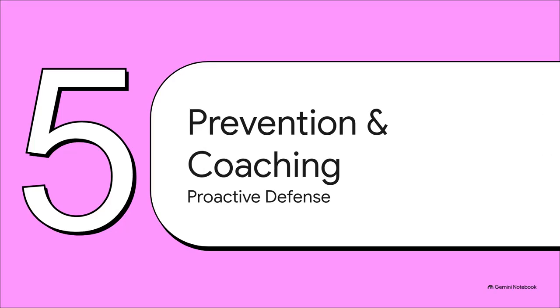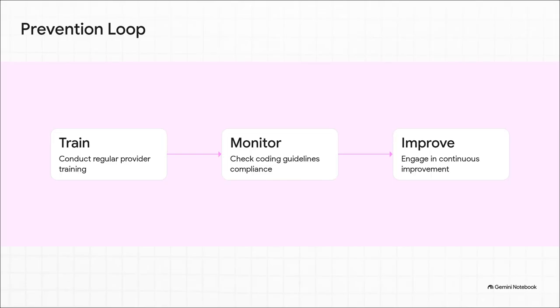Finally, we arrive at Section 5, Prevention and Provider Coaching. Let's talk about building a proactive defense. We need to sequence a continuous prevention feedback loop to protect ourselves moving forward. First things first, conduct regular, targeted provider training. Physicians absolutely need to understand the financial and compliance impacts of their documentation habits.